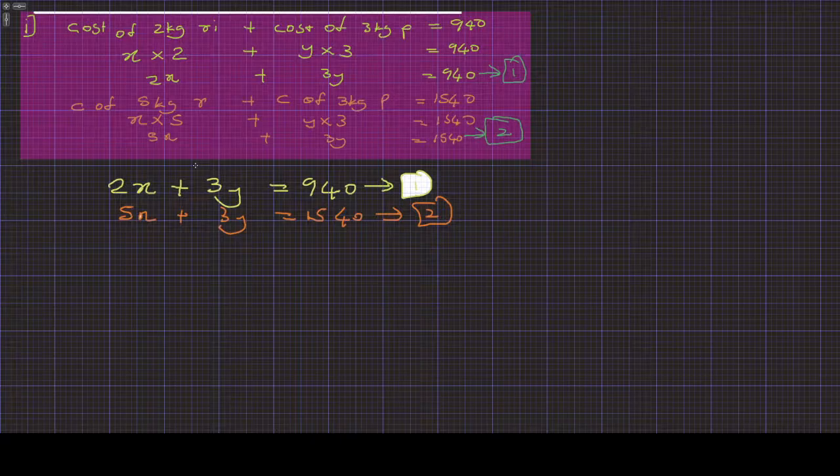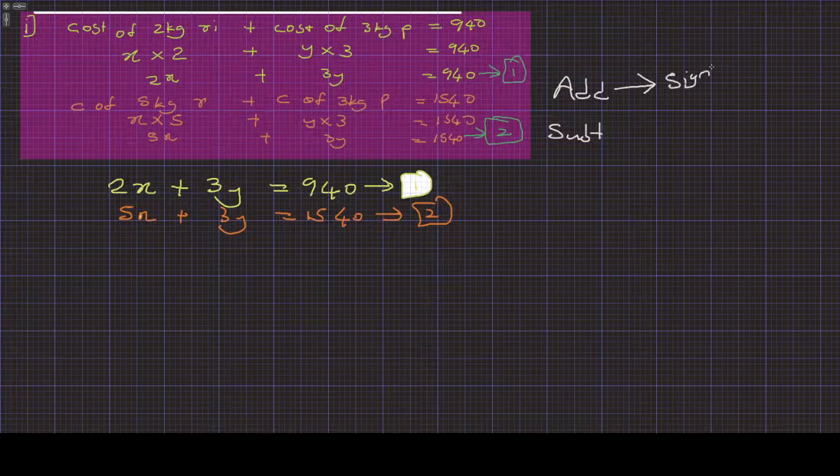Once we decide to eliminate a letter, we determine what tool we are going to use. We have two options. Either we can add the two equations, or else we can subtract the two equations. So how do we decide whether to add or subtract? When do we add? We add when the signs are different.